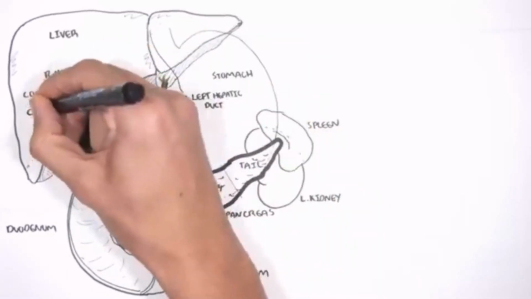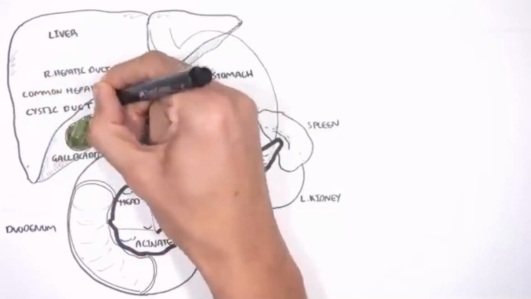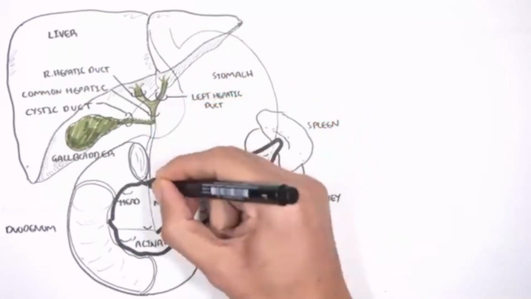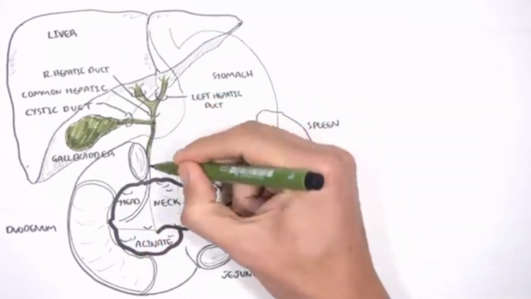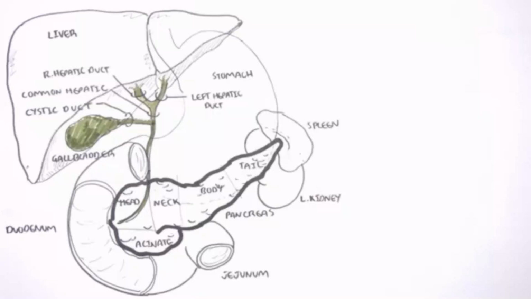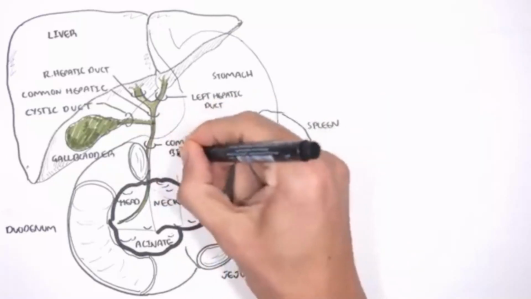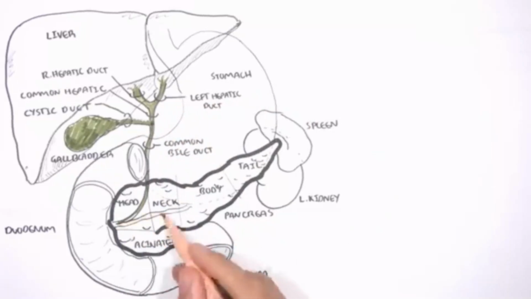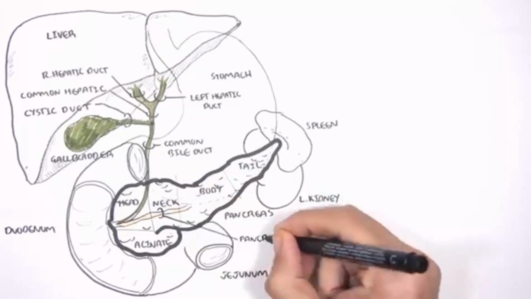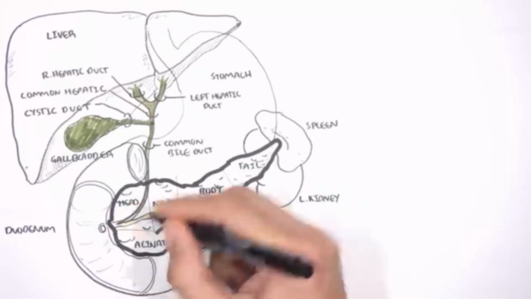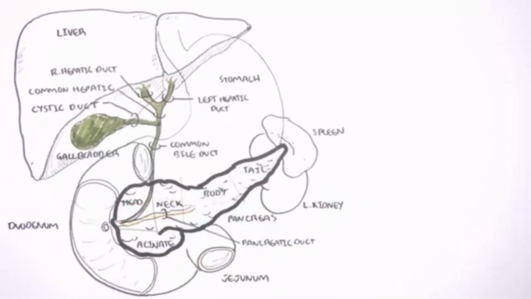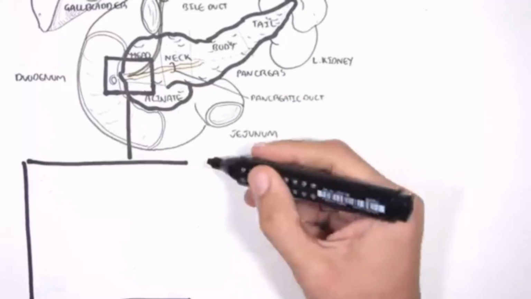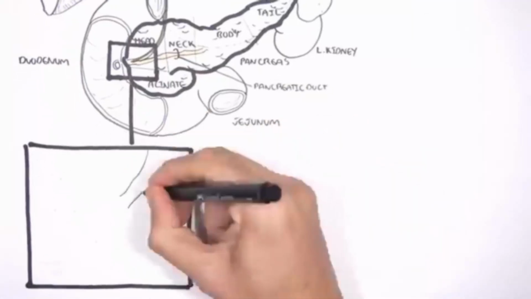And the bile can be carried out from the gallbladder into the cystic duct. The cystic duct actually joins with the common hepatic duct we talked about to form the common bile duct. The common bile duct joins with the main pancreatic duct here before entering into the small intestine, the duodenum. Let's take a closer look at this area and understand a bit more about the common bile duct and the pancreatic duct.